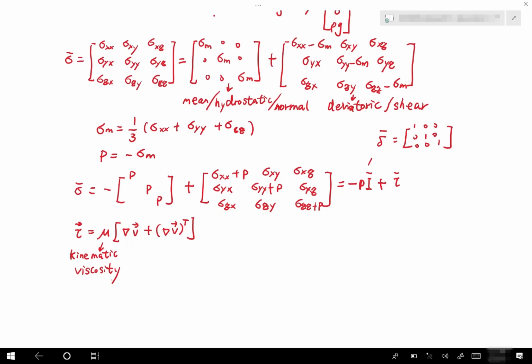So does this equation appear familiar to you? Have we ever done anything similar to this equation before? The gradient of v and this is the transpose of the gradient of v. Have you ever seen anything like this before? Stress, right? That is the displacement strain relationship, right? We said that strain is defined as 1/2 of the summation of the gradient of displacement and the transpose of the gradient of displacement, right?